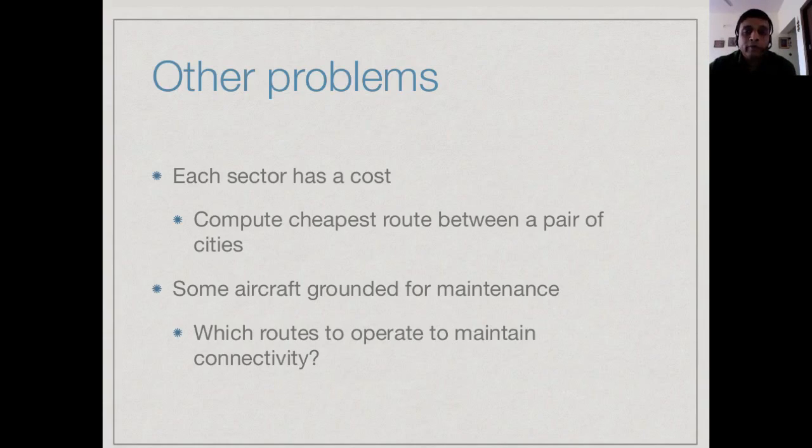So this is a problem to be addressed by the airline staff, whereas the cheapest route might be a problem to be addressed by the customers. So there are very many different kinds of questions you can ask about this air network that we have described using a graph. And we will see answers to some of these problems in this course.